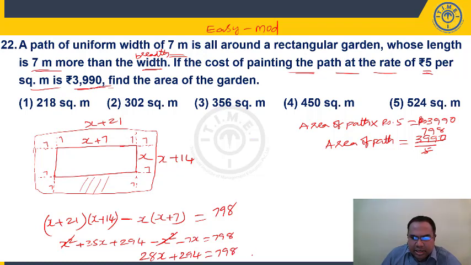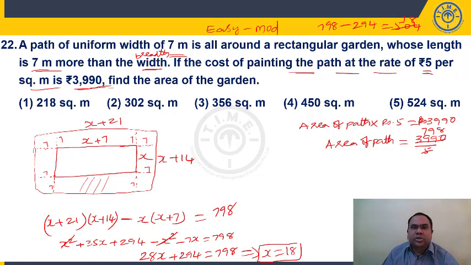So if you solve this, you will get x is equal to 18, right? X is equal to 18. So 798 minus 294 is 504. If you divide by 28, 28 ones are 28, 224, 28 goes 18 times.